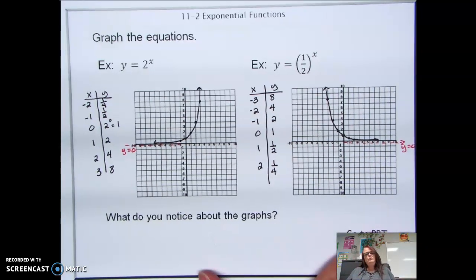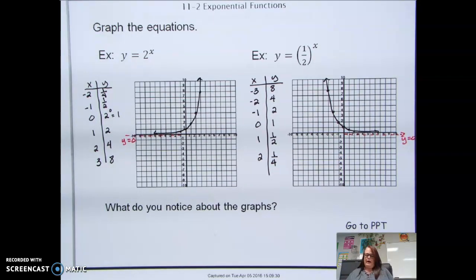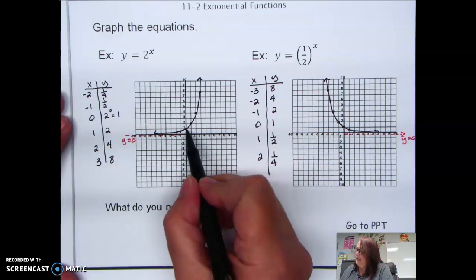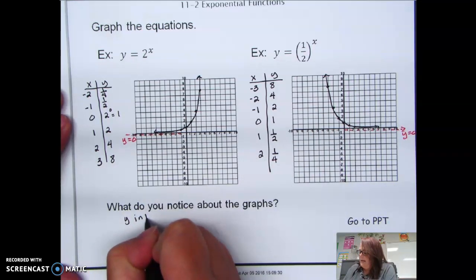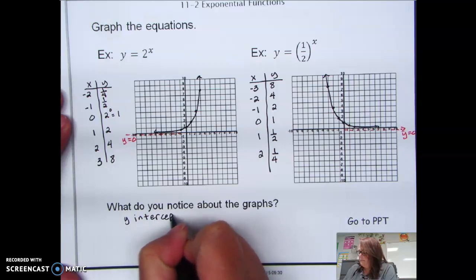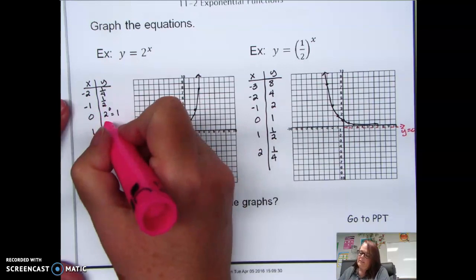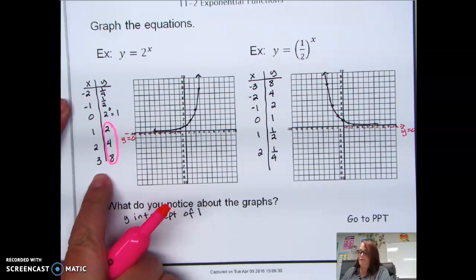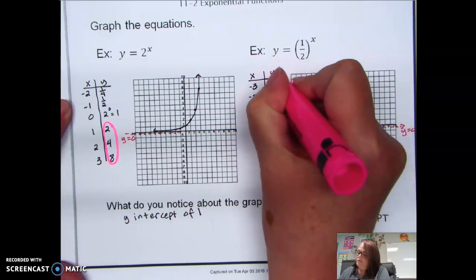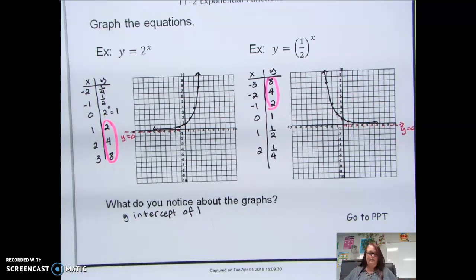So then what I want you to do is compare both of those graphs and tell me, what do you notice about the graphs? So hopefully you can see they both intersect the y-axis at 1. So they both have a y-intercept of 1. And then I hope you see that the activity we see to the right of the y-axis in this graph is the same activity you see to the left on the graph with the base of 1/2.